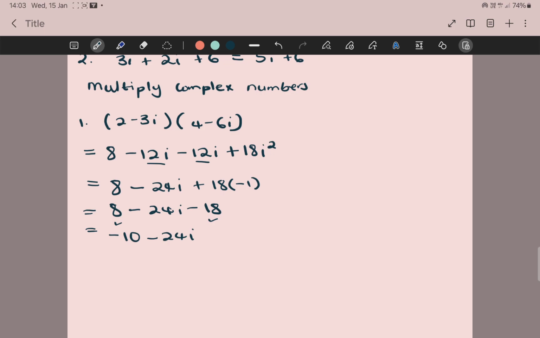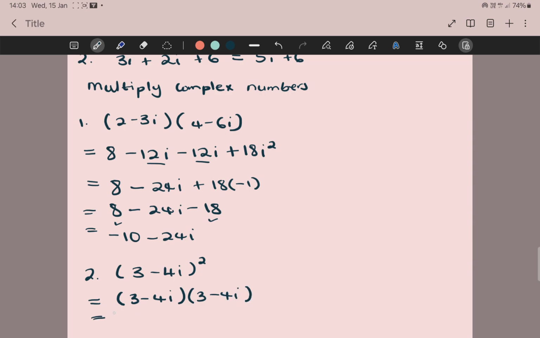Let's just do a second example just to solidify our understanding. Let's take (3 minus 4i) all squared. So we know squared means that there are two of these brackets. So I'm going to open two brackets, (3 minus 4i) times (3 minus 4i).